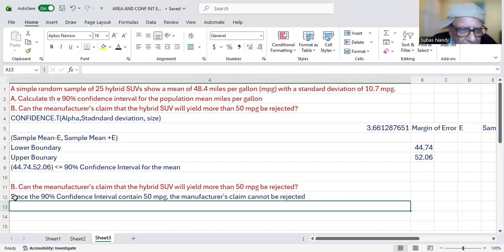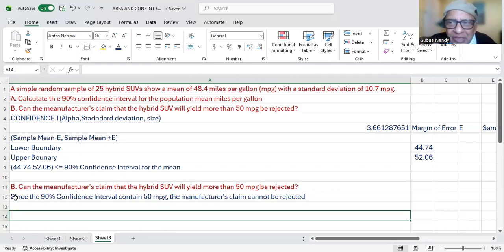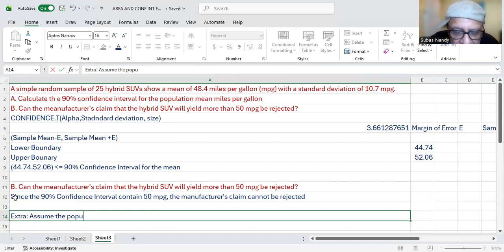Now I was going to show you that the Z interval is shorter in width than the T interval. Let's do the calculation for Z. Assume the population standard deviation is 10.7 mpg. Instead of using that as a sample standard deviation, we'll use that as a population standard deviation.